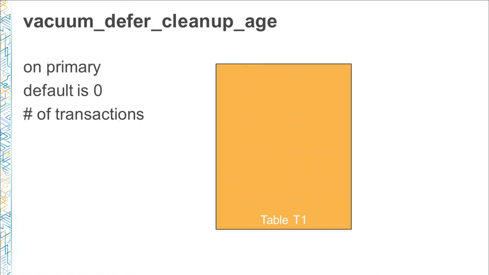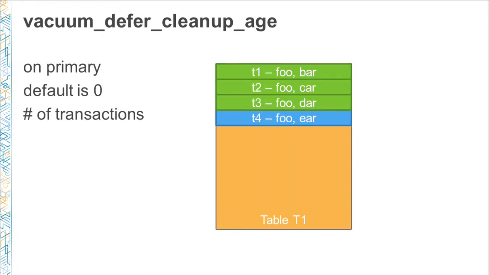So vacuum_defer_cleanup_age is probably the one that I would not recommend because it's a number of transactions. How many people think in numbers of transactions? Most humans think about time. So let's say you have a table and you're modifying the rows, right? So you have lots of old tuples. And let's say you're on your replica, you're trying to select for T4, right?